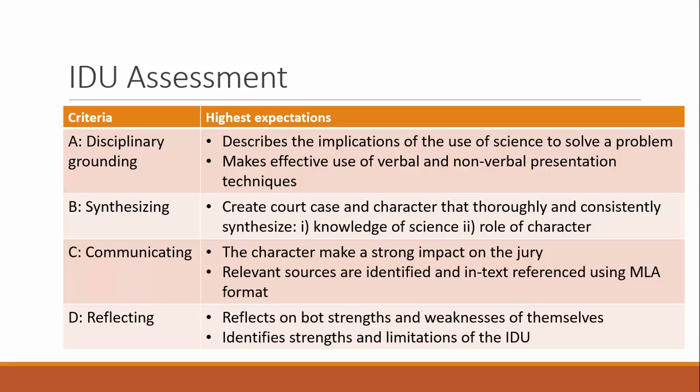Criteria B, synthesizing, is all based on how well they handle the cross-examinations, both with their knowledge of science and the role of the character they play. Criteria C, communicating. The character makes a strong impact on the jury. This is what you vote on, so that has an impact there. We'll also look at how well they've researched the information and correctly used in-text referencing in an MLA format. And finally, students will reflect on both the strengths and weaknesses of themselves and also identify the strengths and limitations of the IDU as a whole.